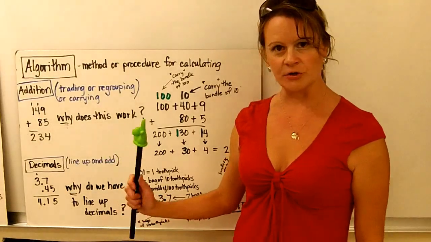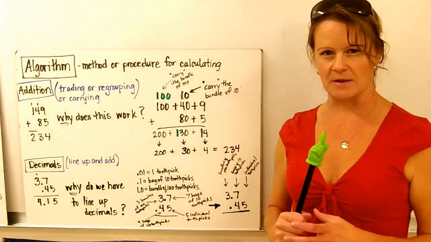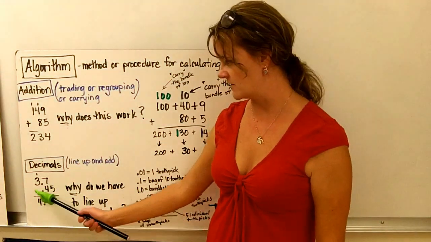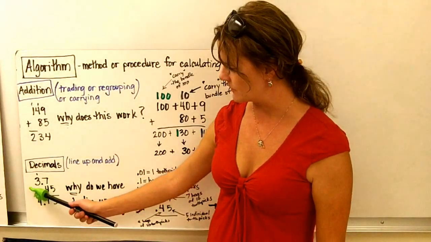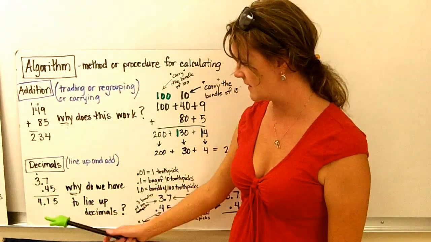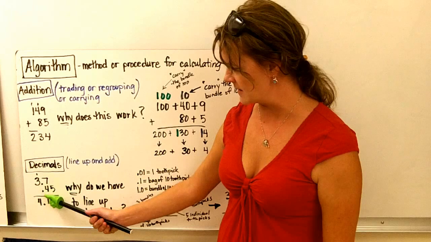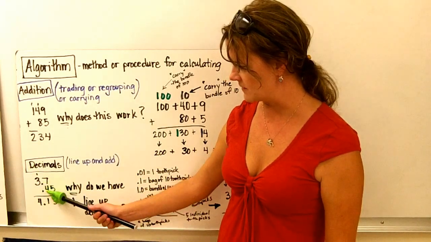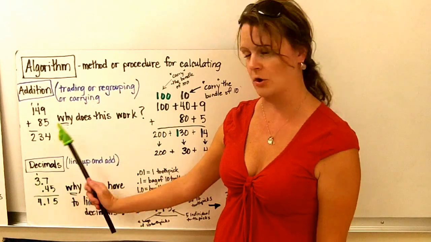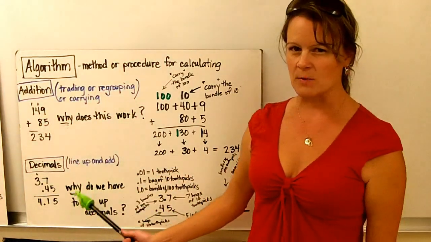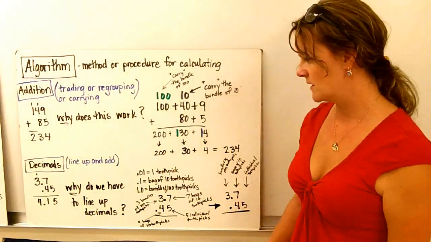Another algorithm we're going to talk about is the decimal algorithm, and it's why we line up and add our decimals. So we've all learned that when we add decimals, we have to line up that decimal point. But have we really thought about why we have to do that? So let's take this example: 3.7 plus 0.45, or 3 and 7/10 plus 45 hundredths. And when we add by lining up decimals, we have 0 and 5 is 5, 7 and 4 is 11. We write down the 1 and we carry a 1, and then we add 3 and 1 and we get 4.